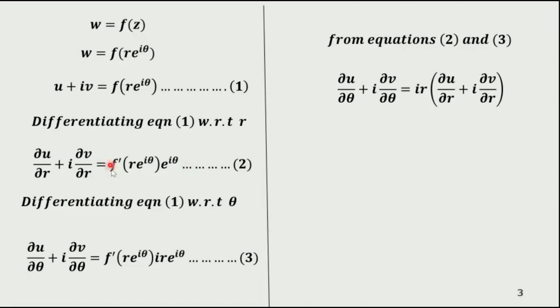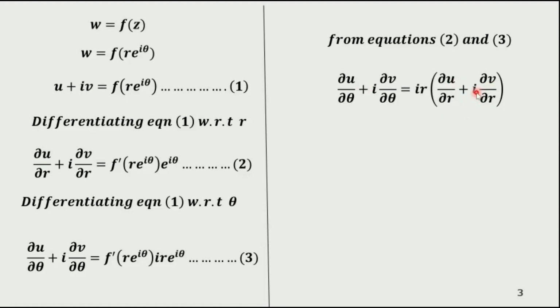Okay, this f dash part, I am replacing it by dou u by dou r plus I dou v by dou r in the third equation. So we've got dou u by dou theta plus I dou v by dou theta is IR into dou u by dou r plus I into dou v by dou r.